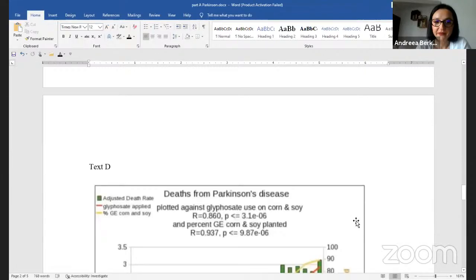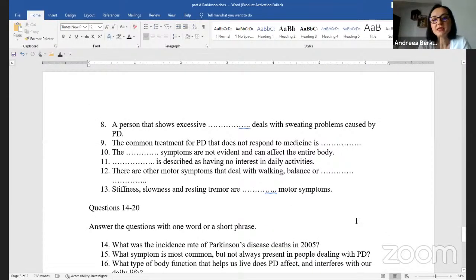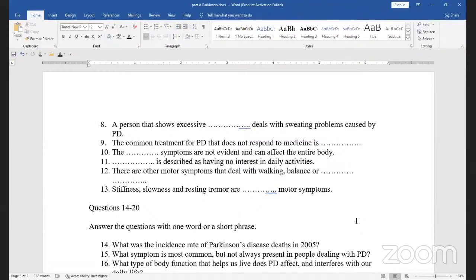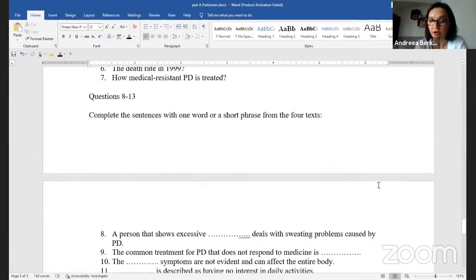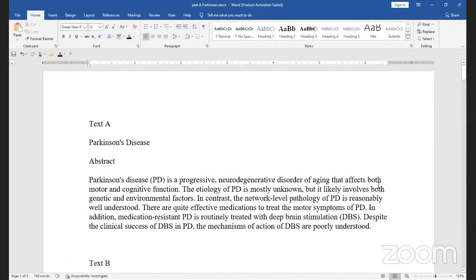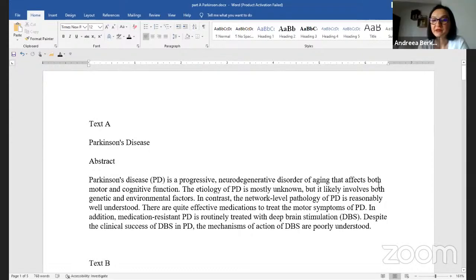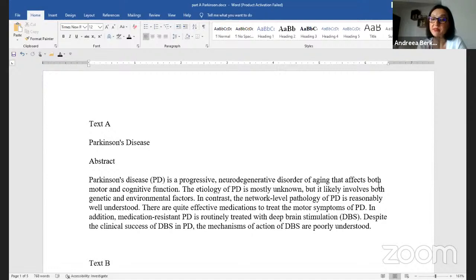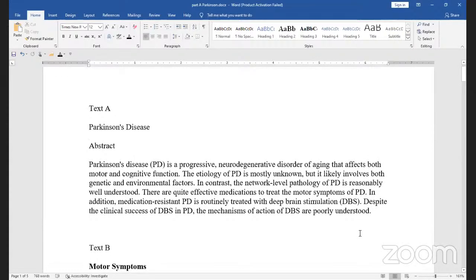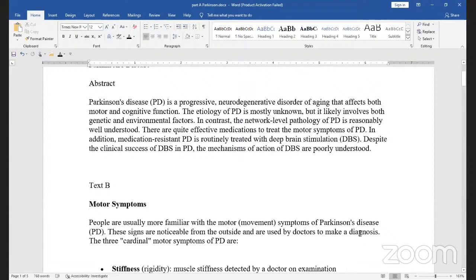Okay, question 9. The common treatment for PD that does not respond to medicine is, and I think that you can actually predict the answer or actually know the answer now. Brain something in text A. So you know exactly where to go, right? Because we've had this question related to this topic before. Deep brain stimulation or DBS. Deep brain, yes, DBS. You can actually write either of them, deep brain stimulation or DBS, the acronym. So you will not be penalized for writing the short form DBS, right? No. Okay.